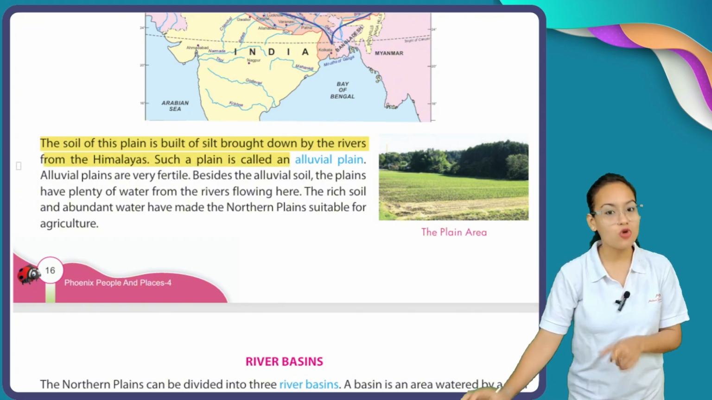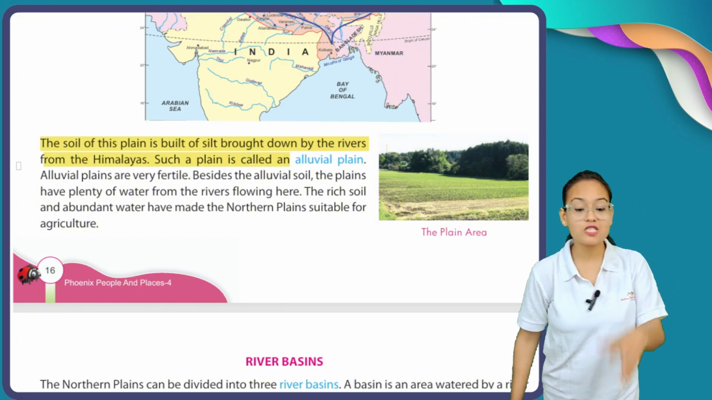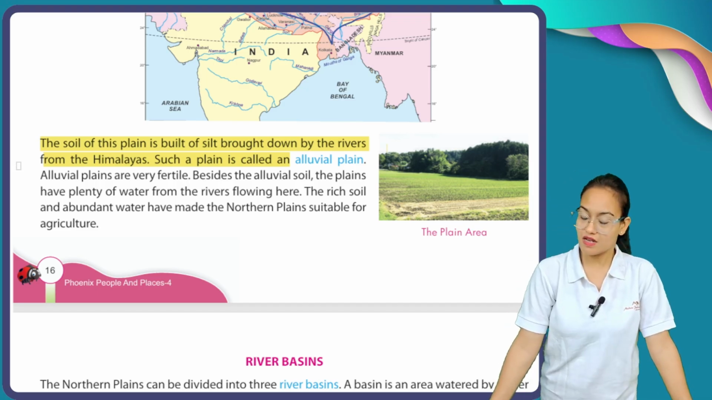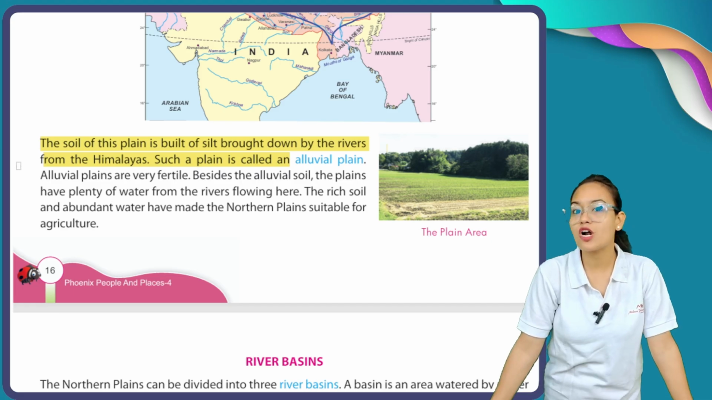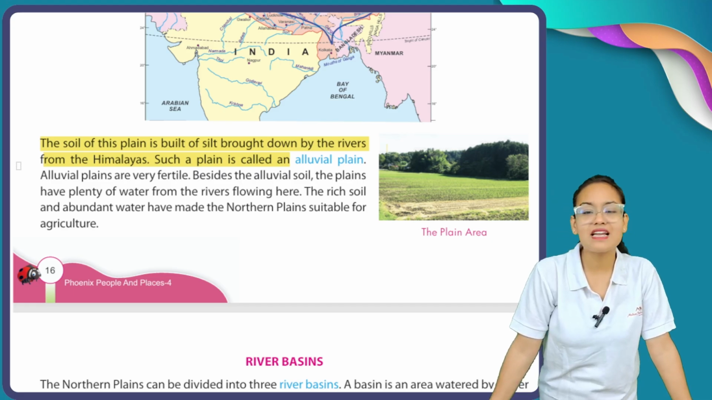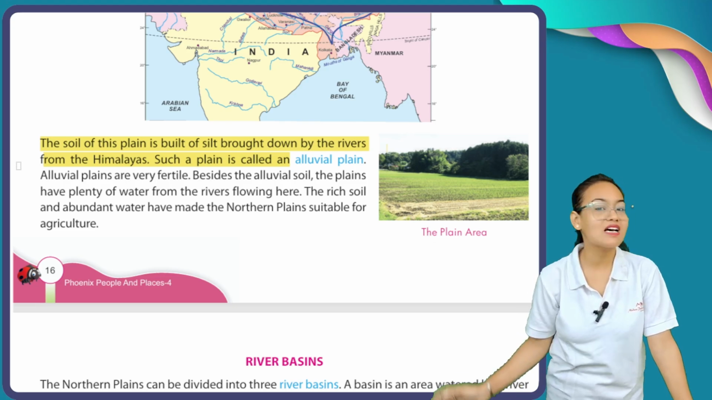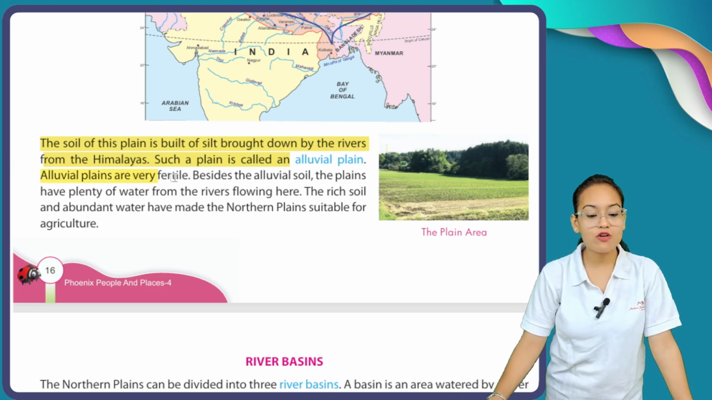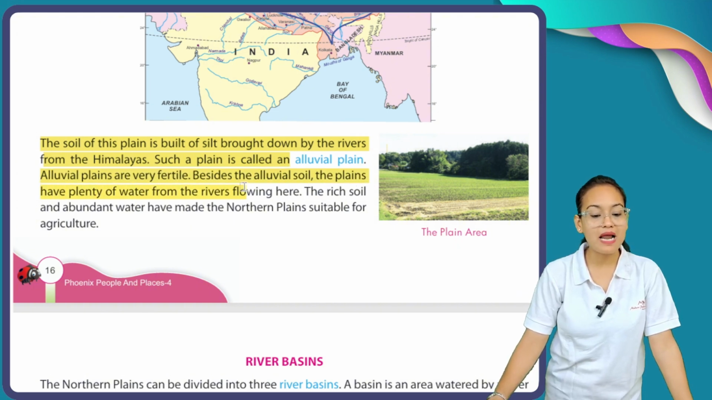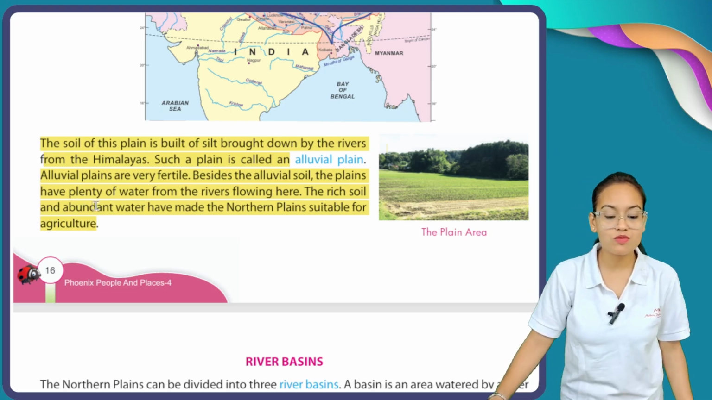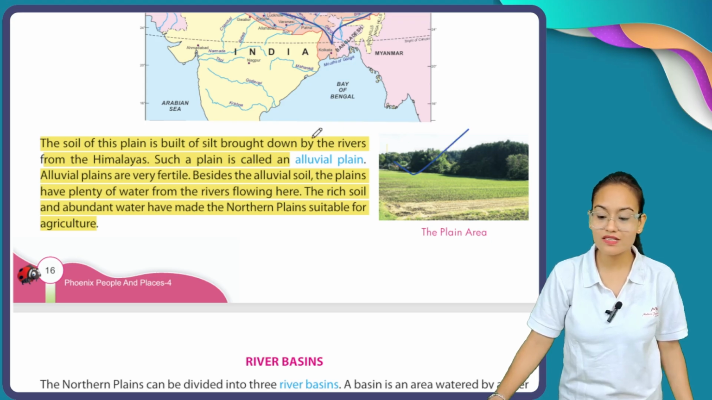The soil of the northern plain is based on the silt brought by the rivers after floods and after rain, so these are called alluvial plains. Alluvial plains are very fertile. Besides the alluvial soil, the plain has plenty of water from the rivers flowing here. The rich soil and abundant water have made the northern plain suitable for agriculture. This is your plain area.